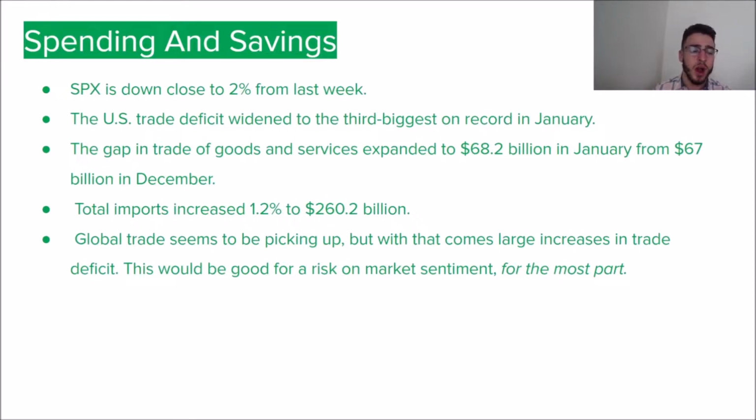The U.S. trade deficit widened to the third biggest on record in January as imports surged to the highest since mid-2019. The gap in trade of goods and services expanded to $68.2 billion in January from $67 billion in December. This is according to the Commerce Department, which was released on Friday. This compares with the median estimate for a shortfall of $67.5 billion in a Bloomberg survey. Total imports increased 1.2% to $260.2 billion, the most since August of 2019. Outward bound shipments of goods climbed 1% to $191.9 billion, but still remain below pre-COVID pandemic levels.